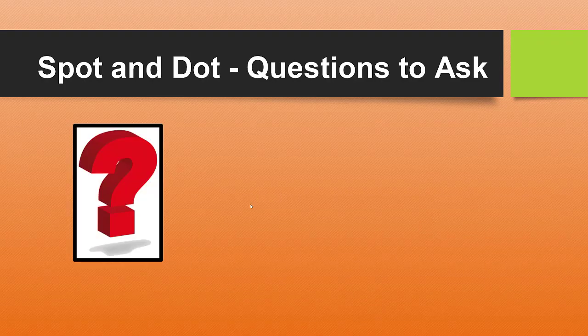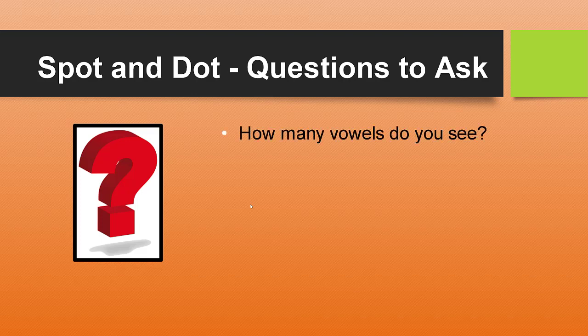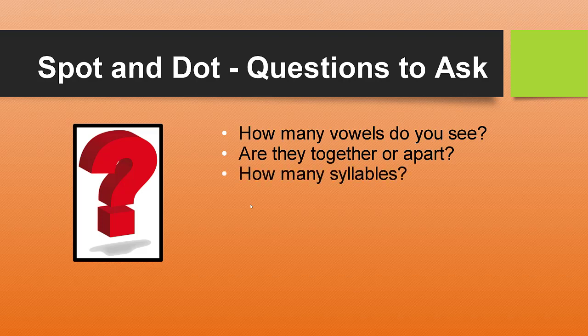So when students spot and dot, there are essential questions that they need to ask throughout the process. First of all, they need to see how many vowels do you see? We know that each syllable has a vowel. Are the vowels together or apart? After we determine the vowels, how many syllables do we have based on the vowels?